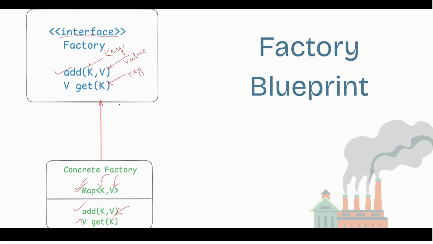So this is the simple blueprint of a factory that you are going to use whenever you are implementing one. There can be multiple concrete factories out of it. This is factory one, then you can have other factories. You can define your add and get methods and the data types according to your use. We'll go through an example here.